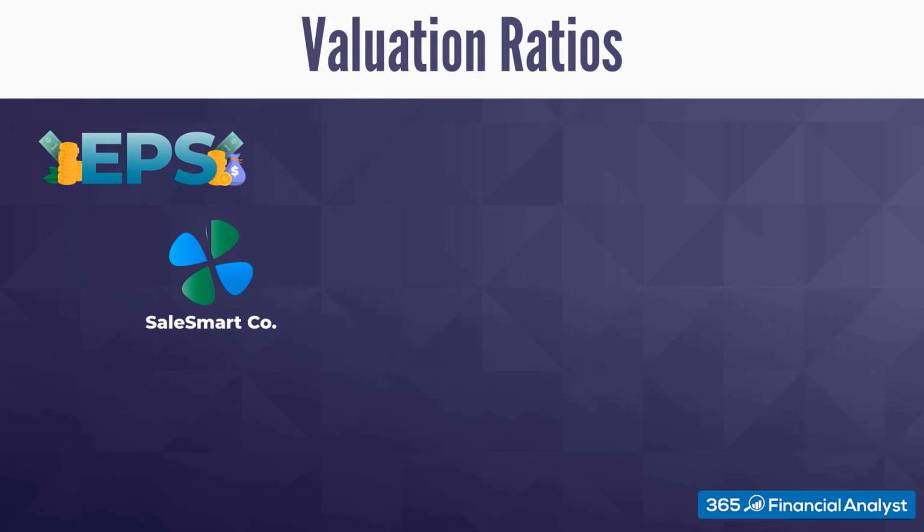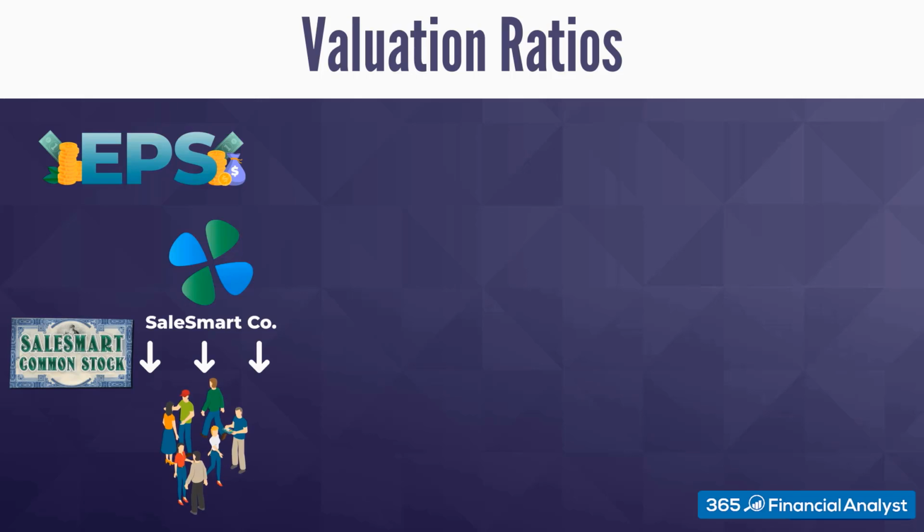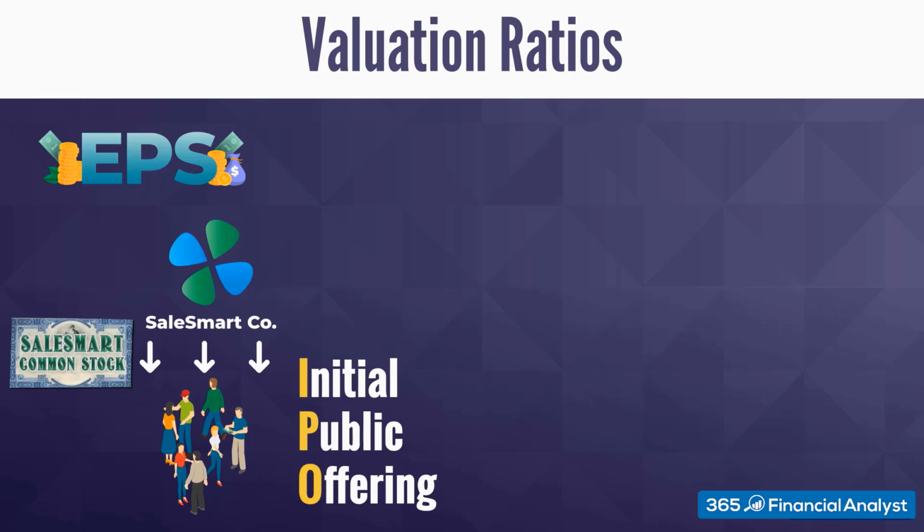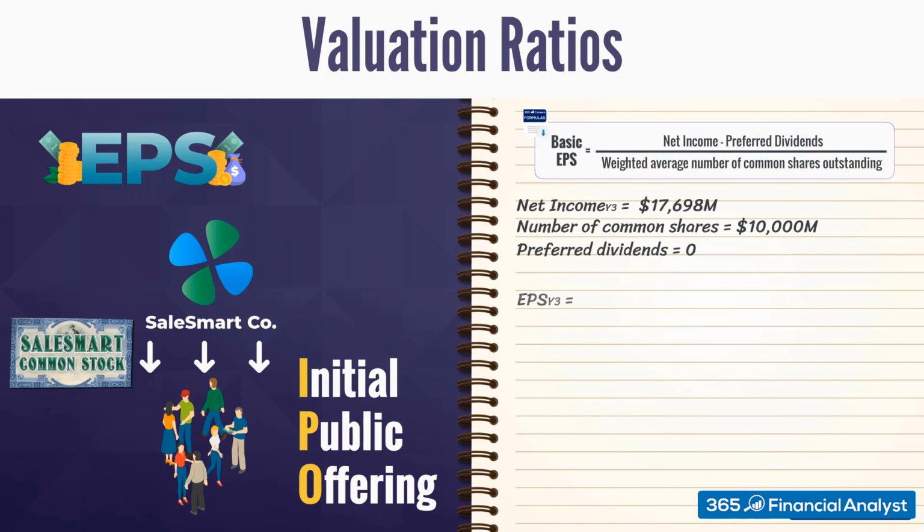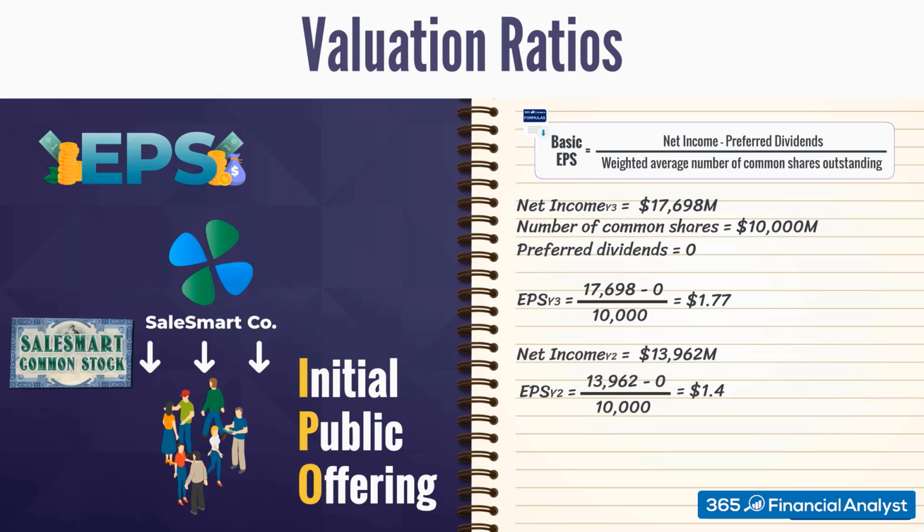Suppose that SalesSmart has issued 10 billion common shares to the general public at the end of last year. We say that it has gone through an initial public offering or an IPO. It hasn't issued any preferred shares, so there are no preferred dividends paid. Okay. So we can easily calculate its earnings per share by dividing the net income of $17,698 million by 10,000 million common shares. This makes $1.77 EPS in the current year. Similarly, we obtain $1.40 earnings per share in the previous accounting period. It seems that SalesSmart's EPS measure is increasing, which is a very good sign to investors.